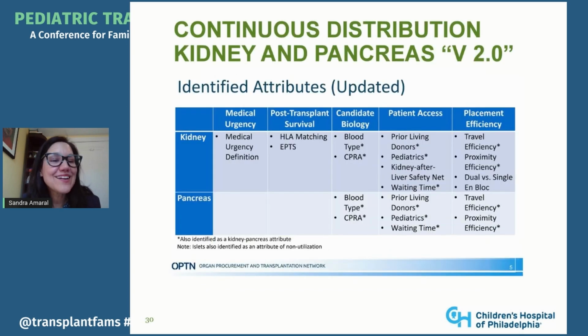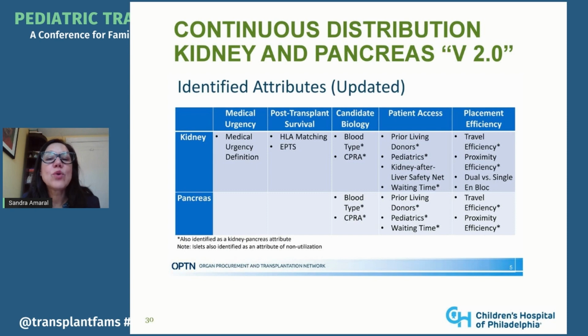So version 2.0 is kind of what you're hearing about in the media and what we've probably sent you 100,000 emails about for public comment. This is trying to, instead of sort of lining people up, giving people weighted scores of priority based on more than one condition. So again, similar to that table that I showed you from 2018, this kind of throws out some key attributes or categories of medical urgency, post-transplant survival, candidate biology like blood type and sensitization, patient access.